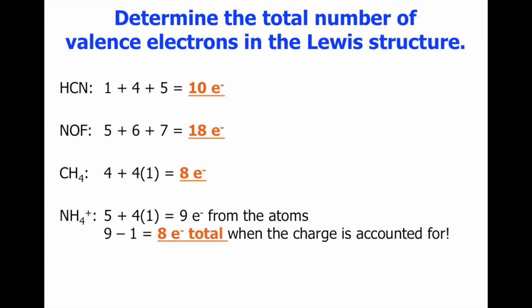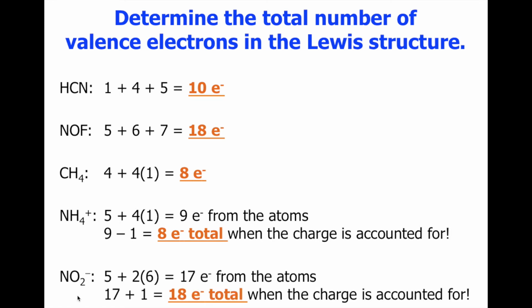But because I have a cation, I need to make an adjustment. And again, my cationic charge tells me that there's 1 more proton in the structure than electron. So the correction I need to apply is to subtract 1 electron from this total, and that gives me 8 electrons, which will be the total number of electrons that I use in my Lewis structure. Anytime I ask you to calculate the total number of valence electrons for a Lewis structure, it includes this correction. So the answer to that question for the ammonium ion would be 8.